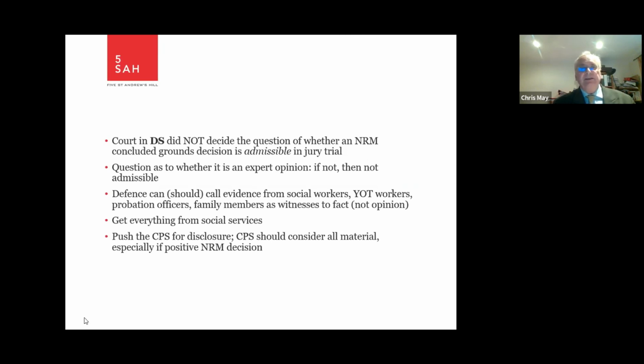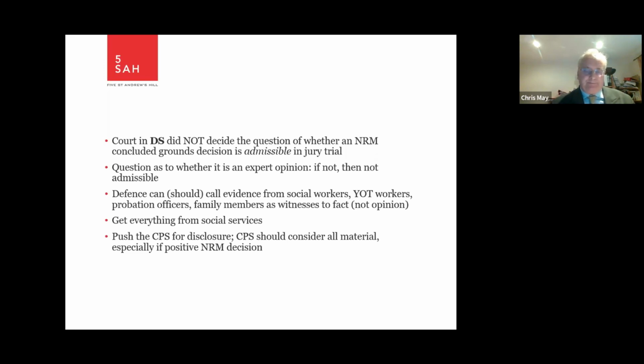So if anybody tries to argue in the Crown Court that the court in DS said that an NRM decision is not admissible, that's wrong. The court specifically declined to rule on that because it wasn't part of the judge's original ruling. It's likely, however, that in many cases a judge will say that it is not admissible. That may be a point to take on appeal in due course if you're unlucky enough to be convicted, because it is a key argument that needs to be decided.